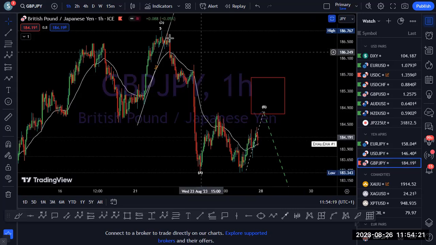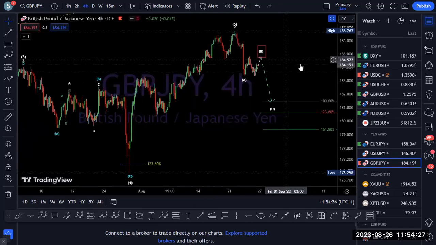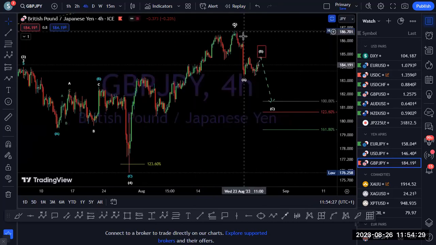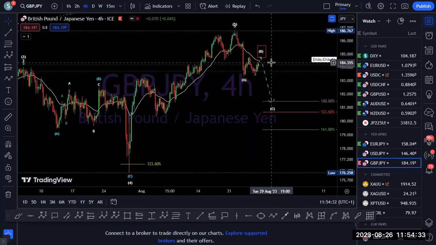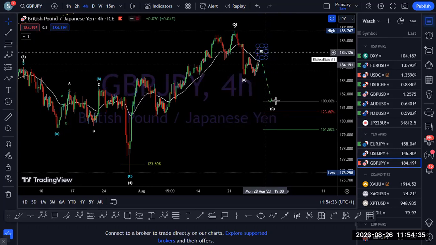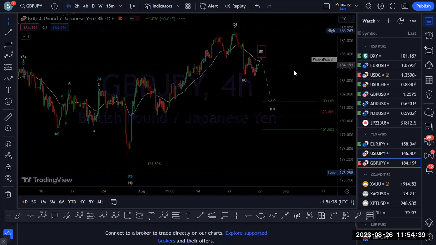Pounds JPY, what do we have? I think it's a simple one. The correction is simple. We have gotten the first phase of correction. The second one is about to complete. After that, it will drop. So look for a setup on Pounds JPY. I don't know what else to tell you. Look for a setup.